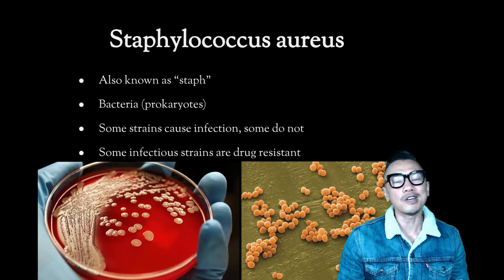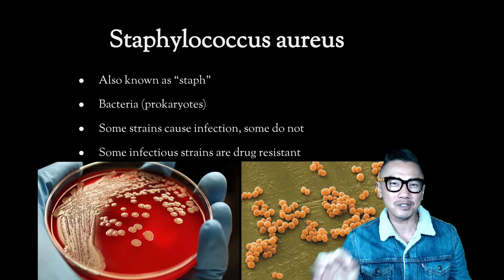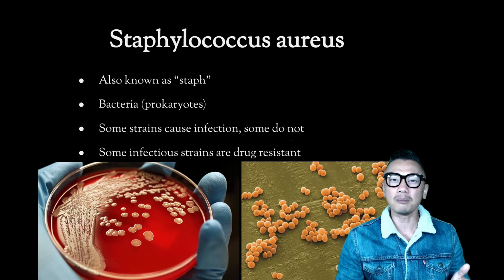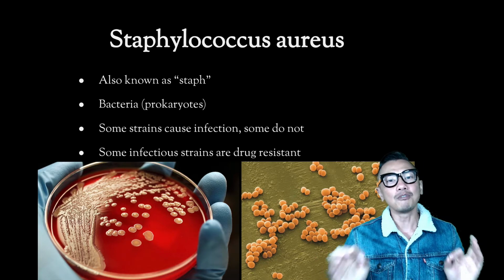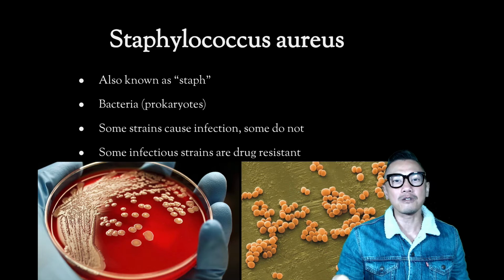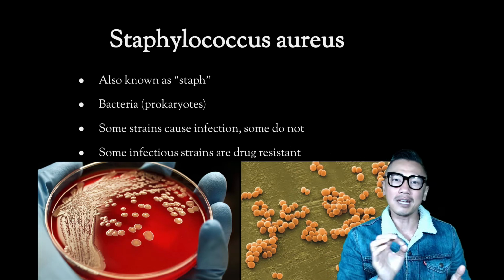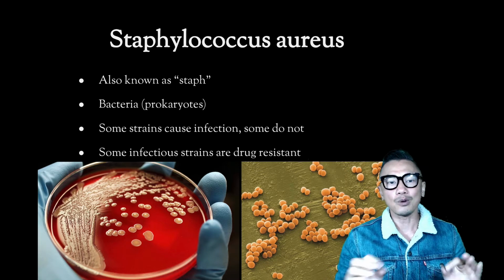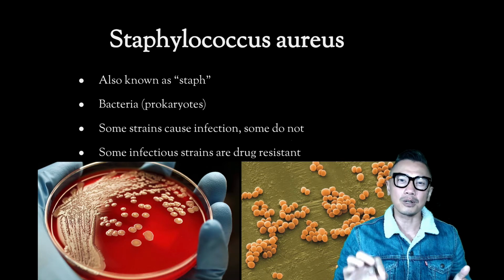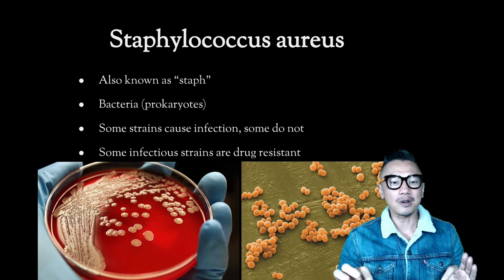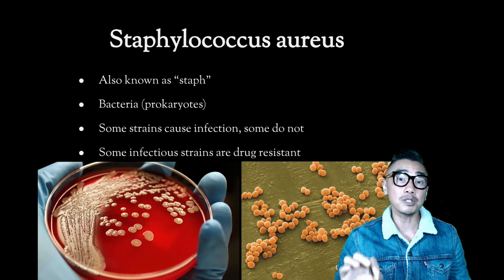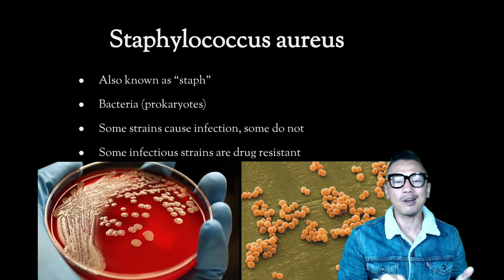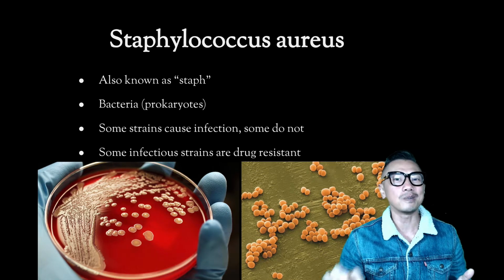MRSA is one strain of bacteria of the species Staphylococcus aureus. Staphylococcus aureus is more commonly known as staph. Remember that bacteria are prokaryotes. They lack a nucleus and other membrane-bound organelles. There are many varieties or strains of Staphylococcus aureus. Some of the strains cause infection, some of them do not. Some infectious strains of Staphylococcus aureus are drug-resistant, MRSA being one of them.